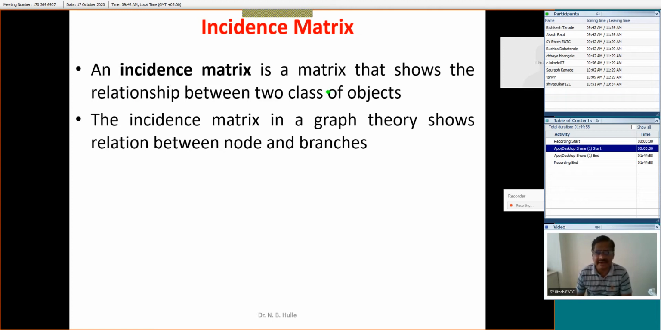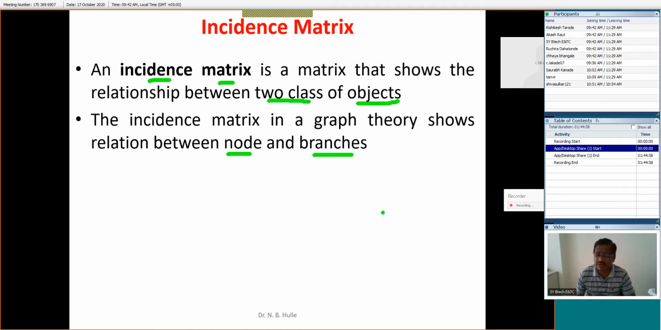An incidence matrix is a matrix that shows the relationship between two classes of objects. Here we are showing the relation between the two parameters. This is known as the incidence matrix. The incidence matrix in graph theory shows the relation between the nodes and the branches.